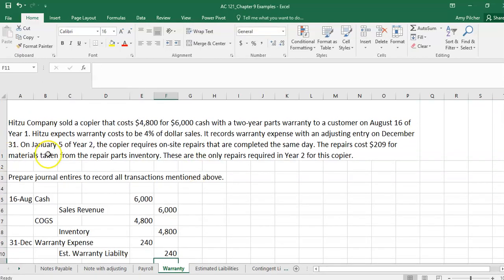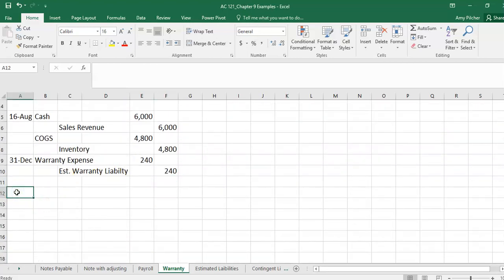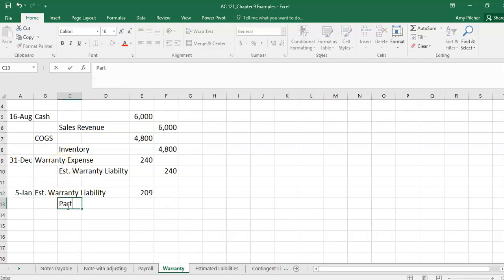Then on January 5th, this copier requires repairs. The repairs cost $209 from our repair parts inventory. So on January 5th, we would reduce that estimated warranty liability for $209 that was collected. And then we have parts inventory for $209.